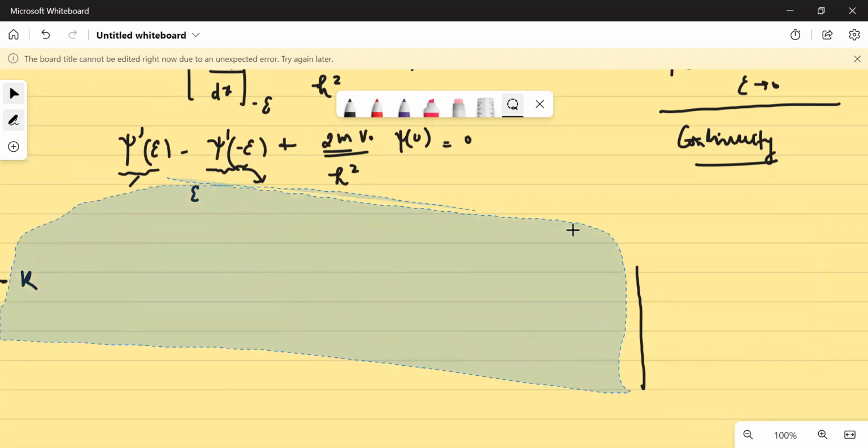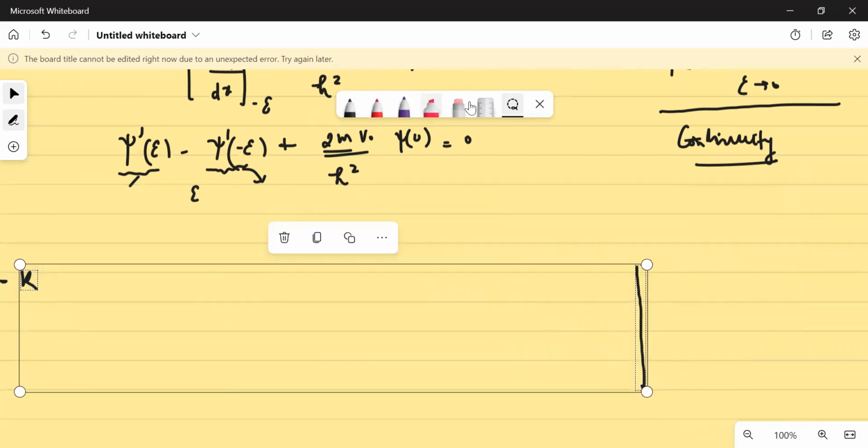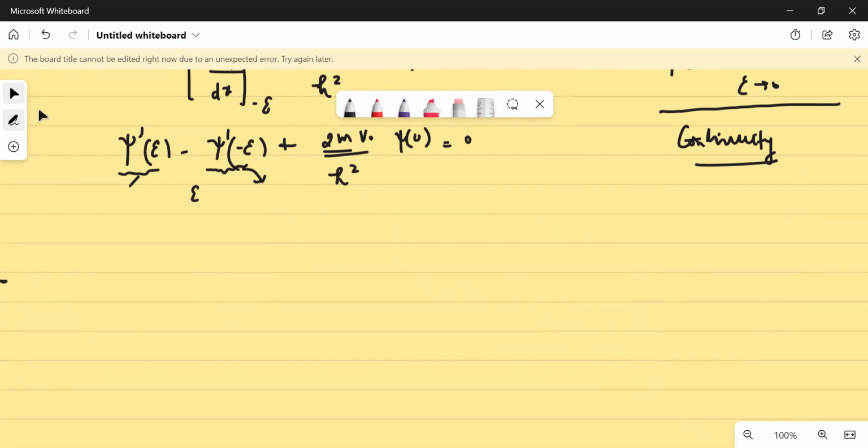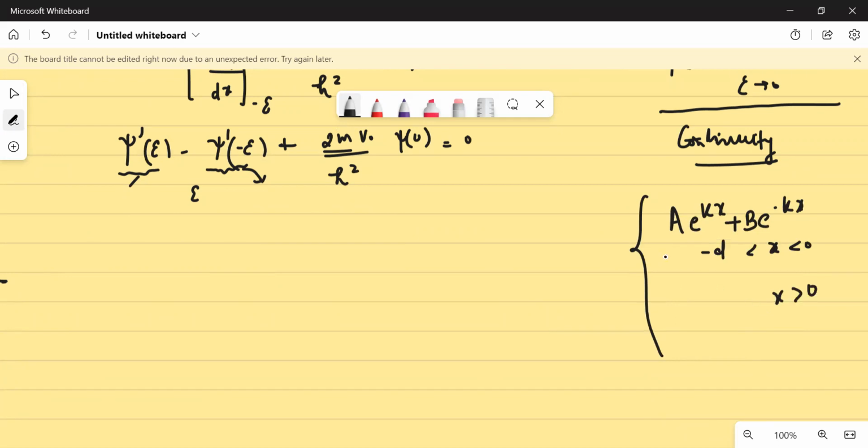So I'll write on this page again my this wave function. Chalo wapas likho isko. So what, yahan likh raha hoon main wave function wapas. So this was a e ki power kx plus b e ki power minus kx. Yahi tha wave function for all x less than 0, and for all x greater than 0 your wave function was I think c e ki power minus kx. Is that clear? Yahi tha na.